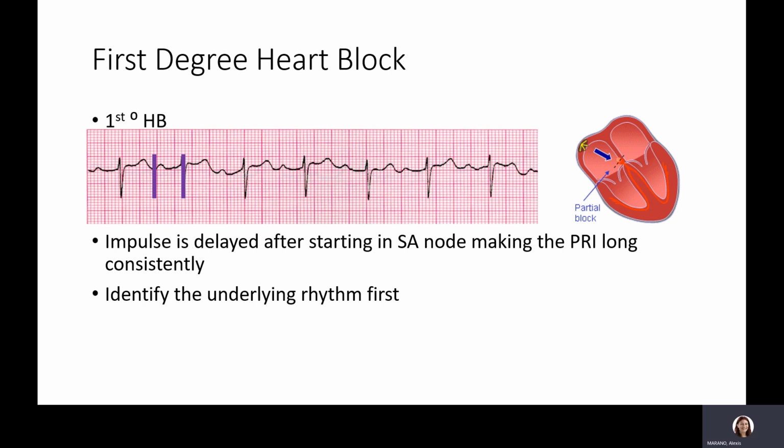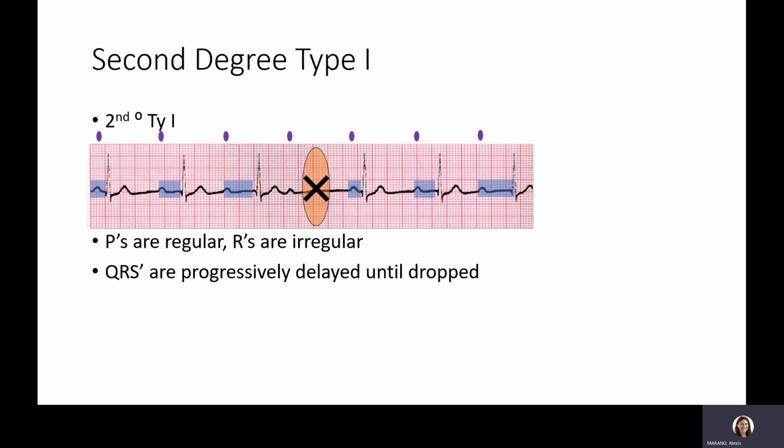Next block would be a second degree type 1. So here, your P's are regular, but your R's are irregular because what's happening is there's a progressive delay until the QRS is completely dropped. So you have longer drop, and then it's recycling again.